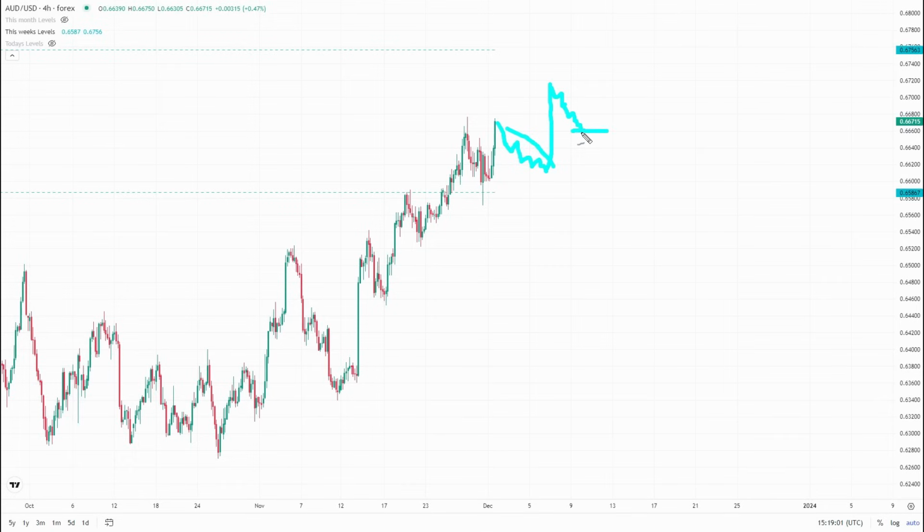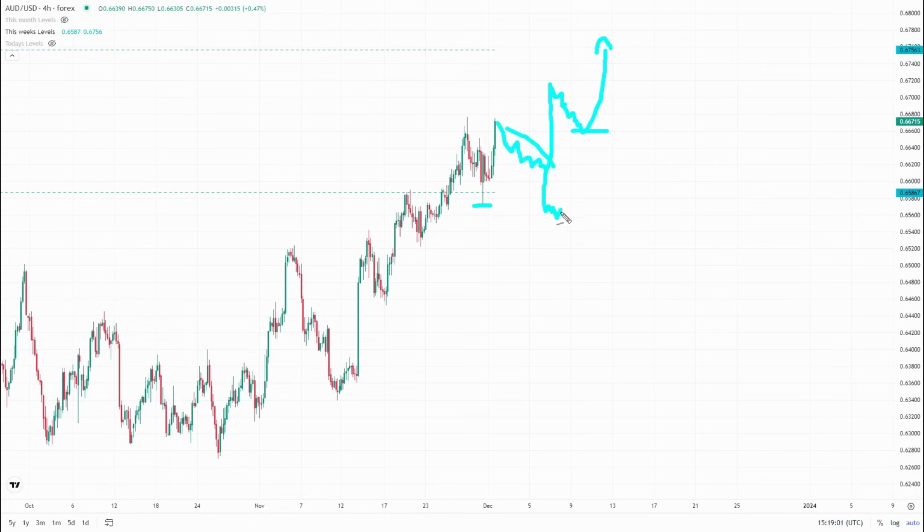Any kind of pullback then would be setting up for a follow through into the 0.6756. Alternatively, and remember, I can only be a buyer of Aussie dollar next week or do nothing. I cannot sell this. So if for whatever reason on the interest rate decision we get a sell-off and we trade into this low, perhaps below the 0.6586, then I'll be waiting.